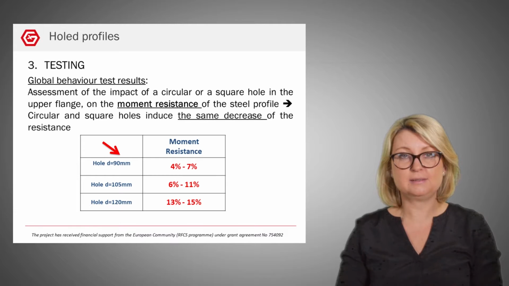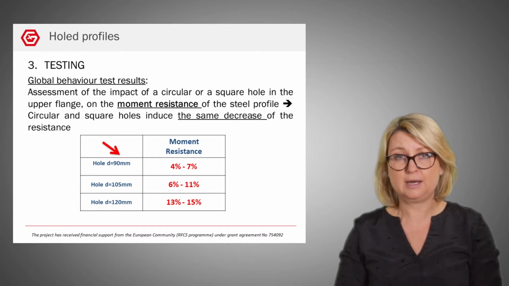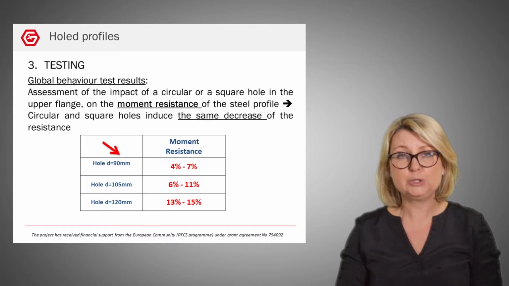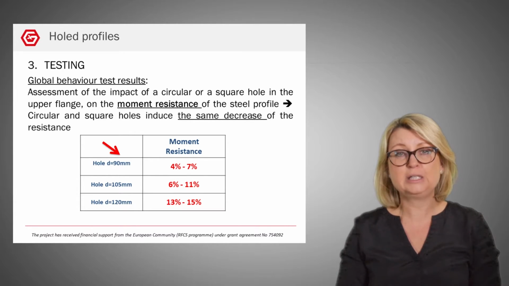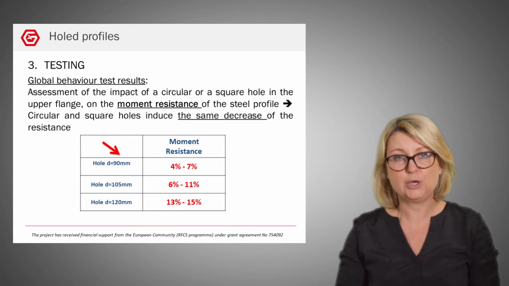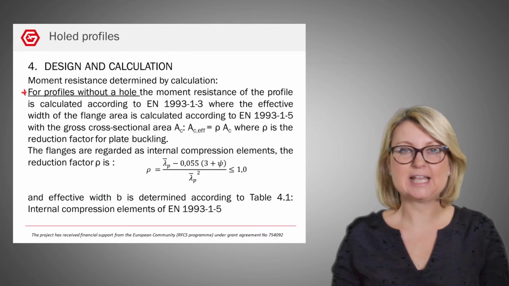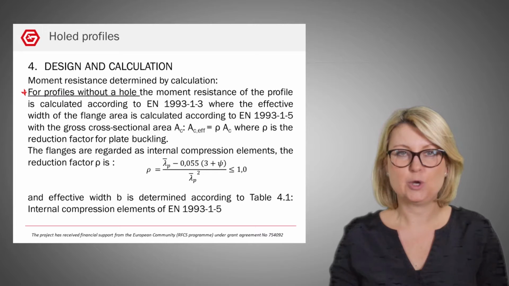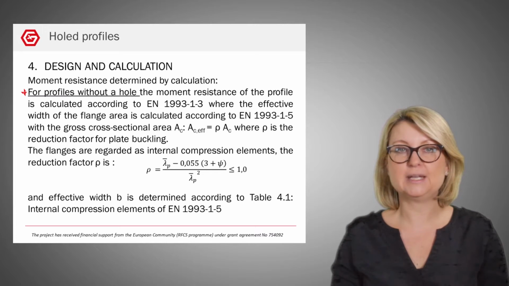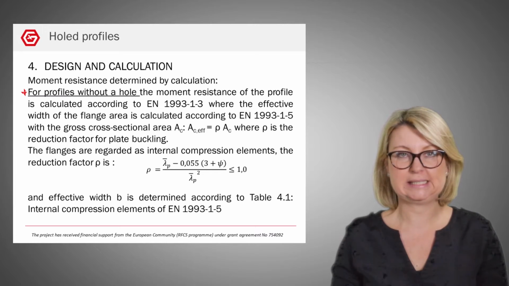The major result found was that the same size circular and square holes induced the same decrease of the moment resistance. You can see on this table the decrease of the moment resistance according to the size of the hole. The next step in our scientific process was to come up with a calculation method for moment resistance.